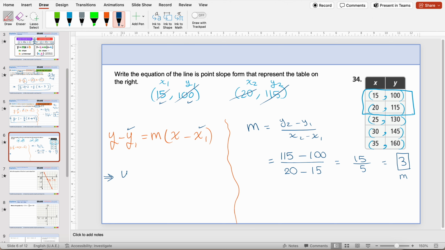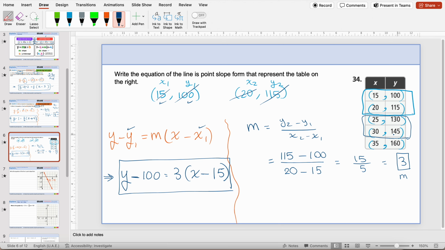My equation is y minus y1, which is 100, equals m, which is 3, times x minus x1, which is 15. And that's it. Simple, super easy. So if I have a table, this means I have many points. Miss, what if I use these 2 points? You can. Miss, what if I want to use this point as y1, x1? You can. Anything works, as long as you are finding the slope.